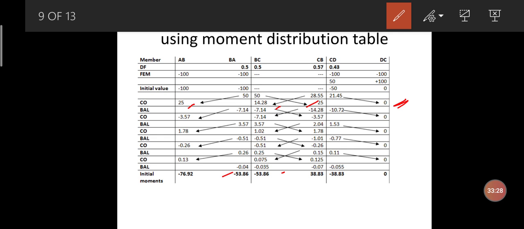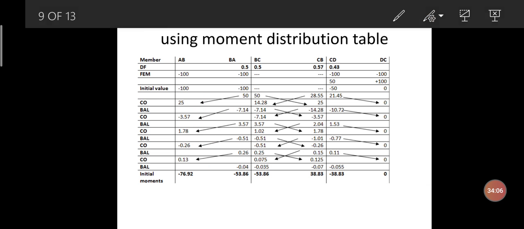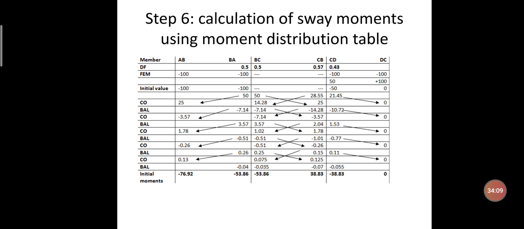After that I need to stop there and calculate the moments from the initial value to that of the balance. If I add all these moments, I get the moments by using the sway force as minus 76.92, minus 53.86, this should actually be positive 53.86. Next is 38.83, minus 38.83 and 0. So these are the moment values which I have got using the sway analysis.